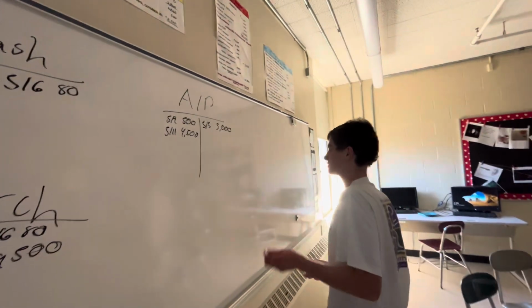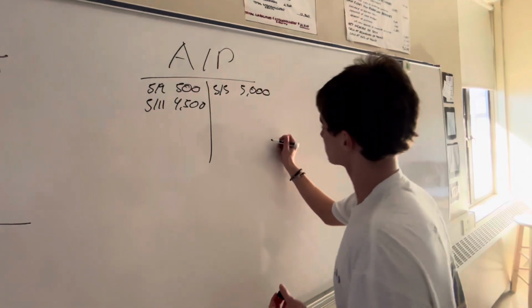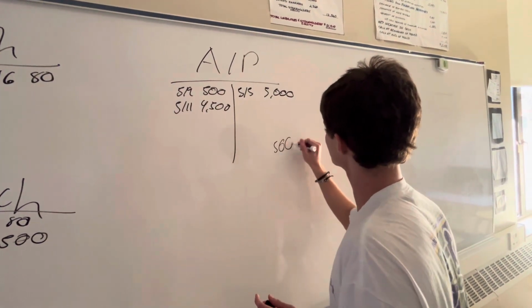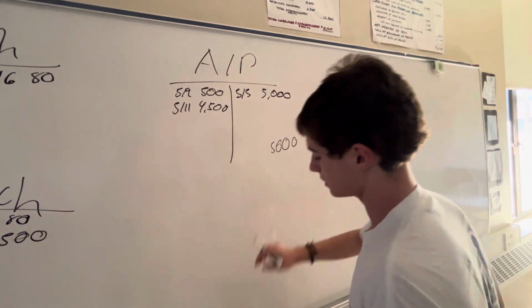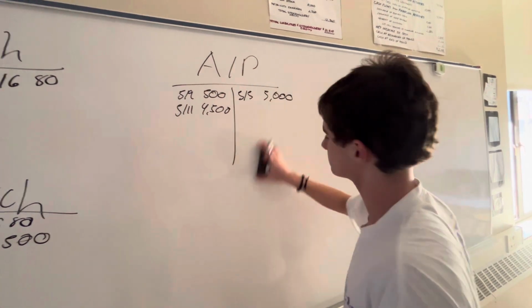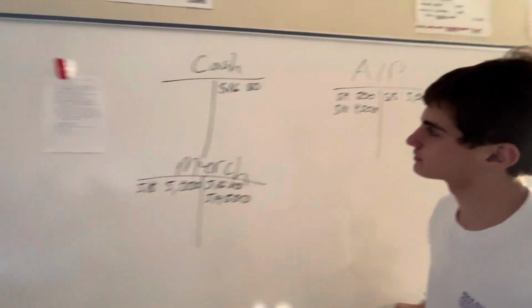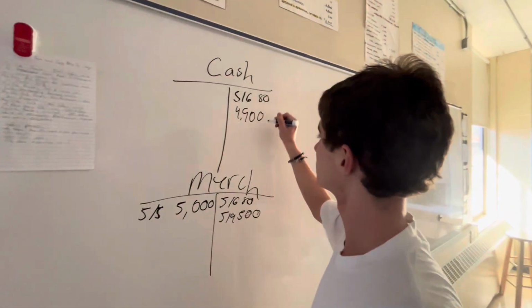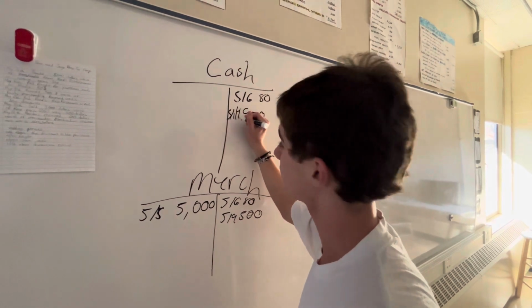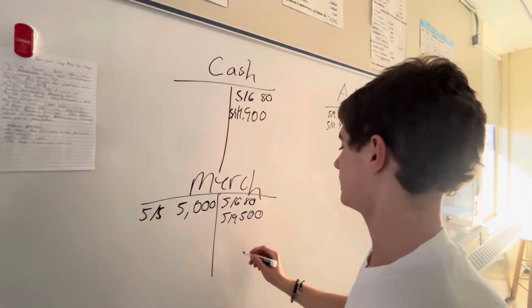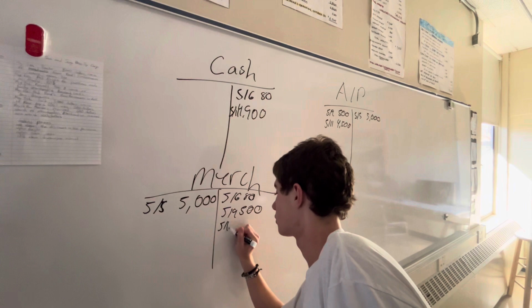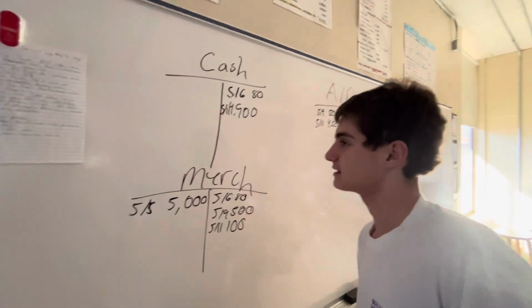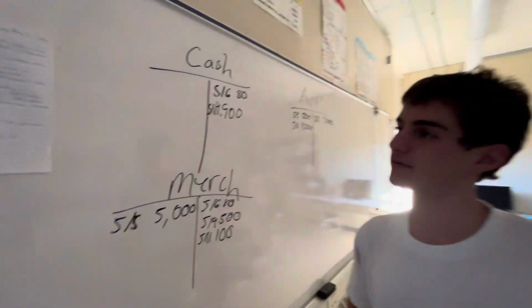However, we have the discount, so we'll do the math real quick. It's a 2% discount, so 2% of 5,000 is $100, right? Yes. So we're going to put 4,900 in cash. Make sure you write the date, 5/11. And then we're going to put the extra $100 into merchandise, because that's what we got for the discount.